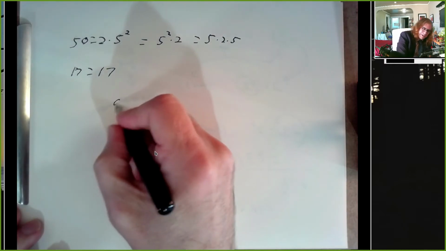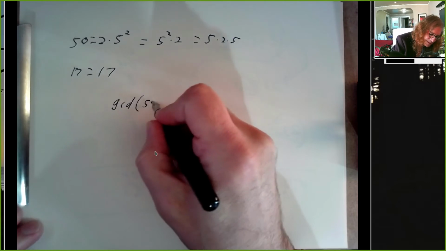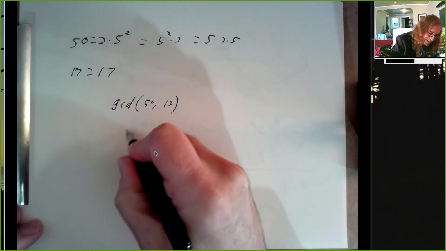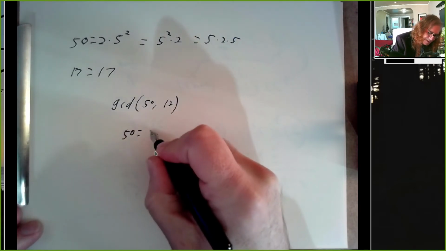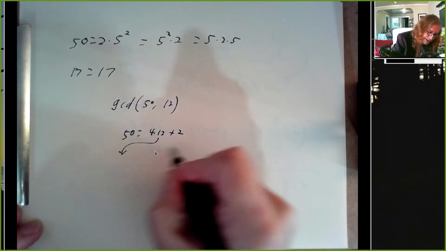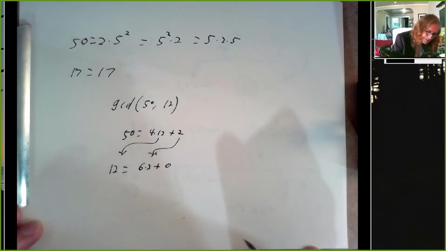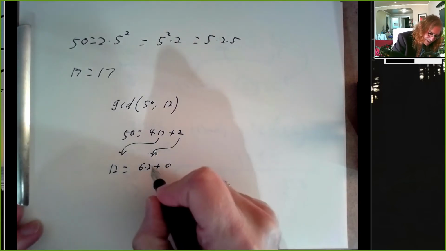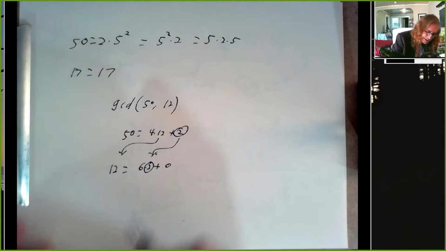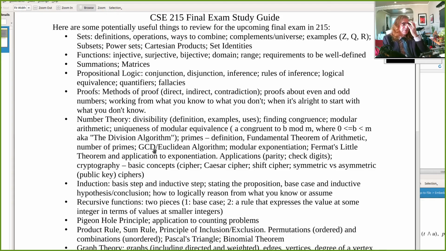So find the GCD of, I don't know, 50 and 12. So 50 is something times 12 plus some remainder. And then carry these things over. 12 is 6 times 2 plus 0. Once you get a 0, this is your GCD. So that's the Euclidean algorithm. So make sure you're okay with applying that.